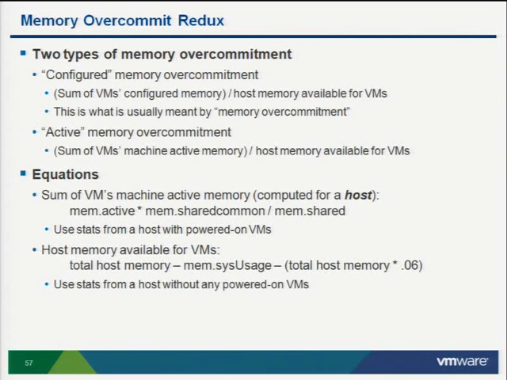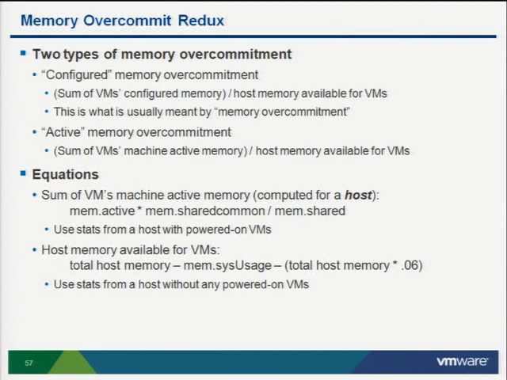So the first is what I call configured memory overcommitment. And this is generally the sense of memory overcommitment that's usually there when people talk about it. What this simply means is that you add up all the VMs' configured memory sizes and then divide by the total amount of memory available for the VMs on the host.